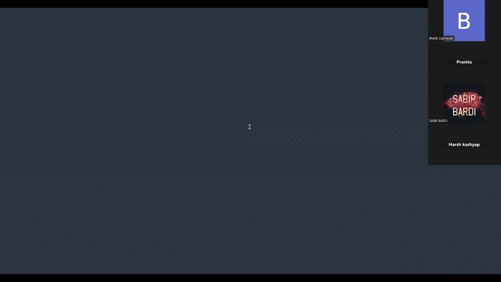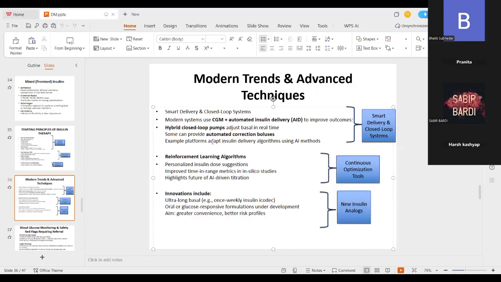So what does it include? It includes personalized insulin dose suggestions, improved time in range metrics, and in silico studies. It highlights the future of AI-driven titration. Other innovations are new insulin analogs which came into the market, including the ultra-long basal, that is once-weekly insulin icodec. Oral or glucose-responsive formulations are under development, which aim for greater convenience and better risk profiles.